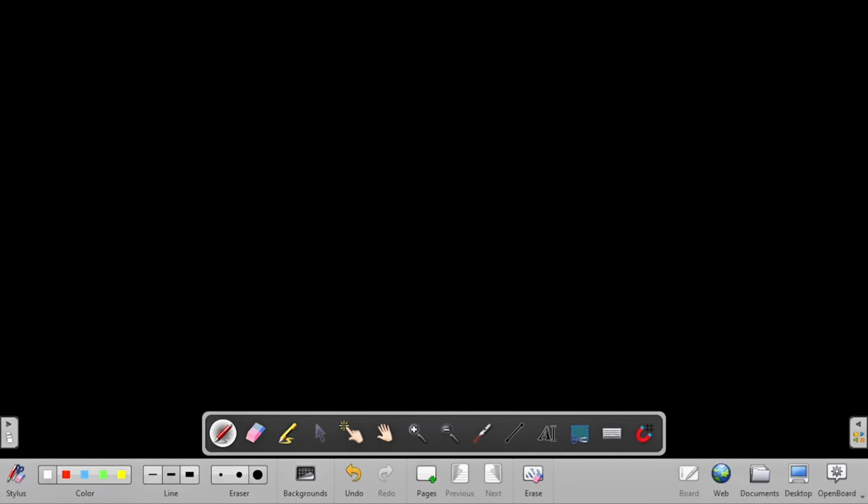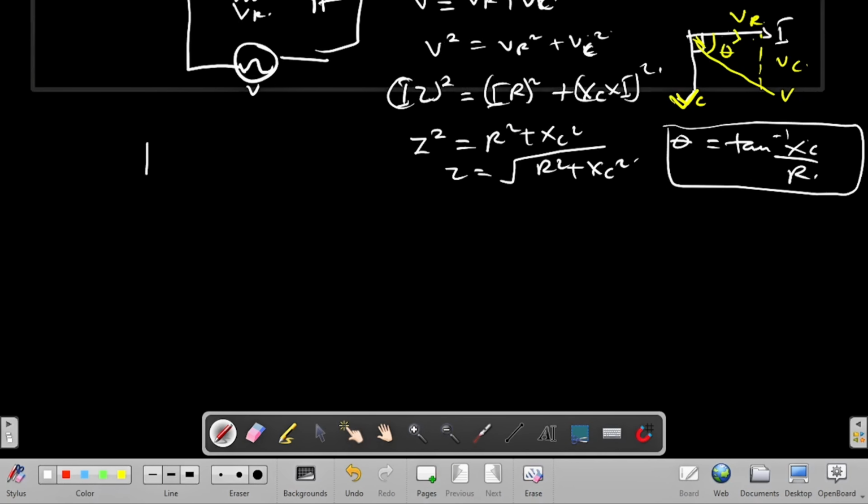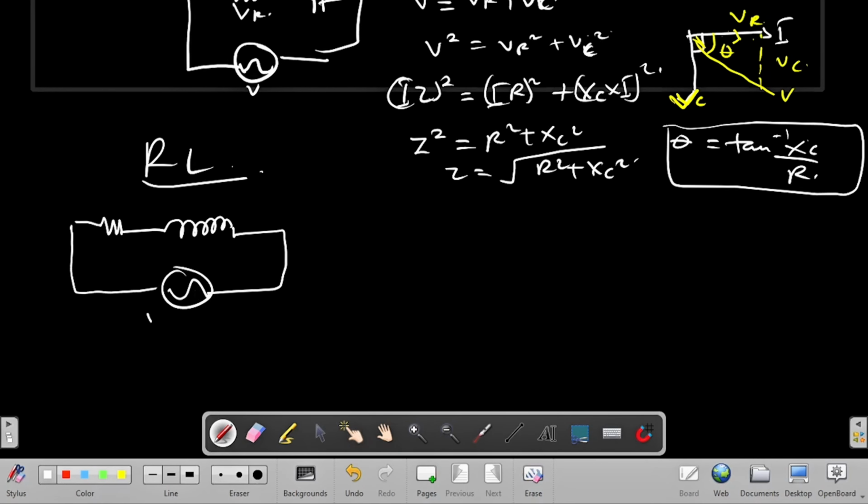Let's analyze an RL circuit. For an RL circuit, we call it a resistance-inductance circuit. So I have a resistor in series with an inductor, connected to an alternating source V, with VR and VL. Remember, in an inductor, the voltage leads the current by 90 degrees. And remember that my current and my voltage across the resistor are always in phase. So my VR is always here.